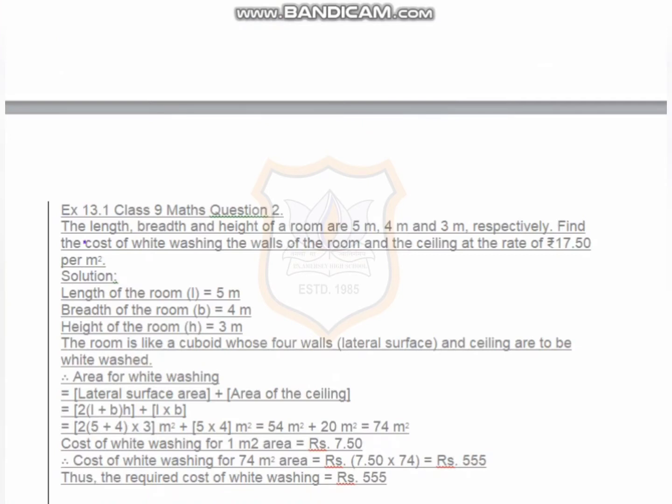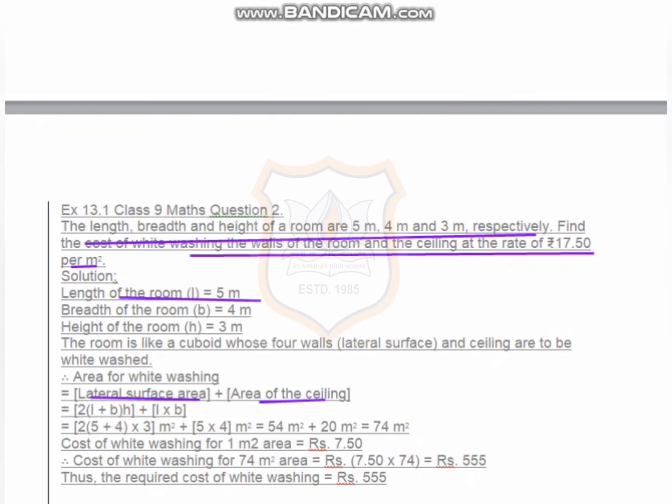Question number 2. The length, breadth, height of a room is 5, 4, 3 meters respectively. Find the cost of whitewashing over the walls of the room and the ceiling at the rate of 7.50 per meter square. First of all, the whitewash area can be done, which is equal to L into B. The length of the room is 5 meters, the breadth is 4 meters, the height is 3 meters.